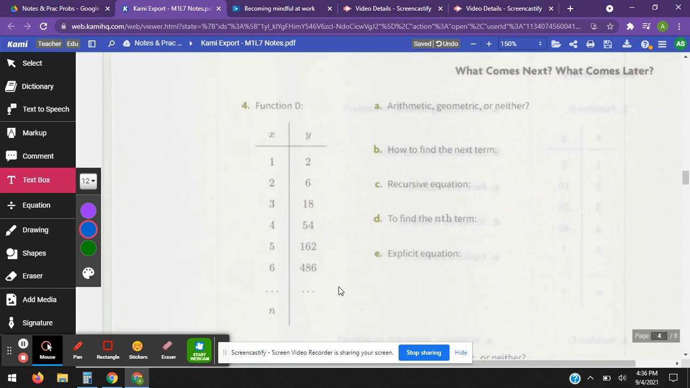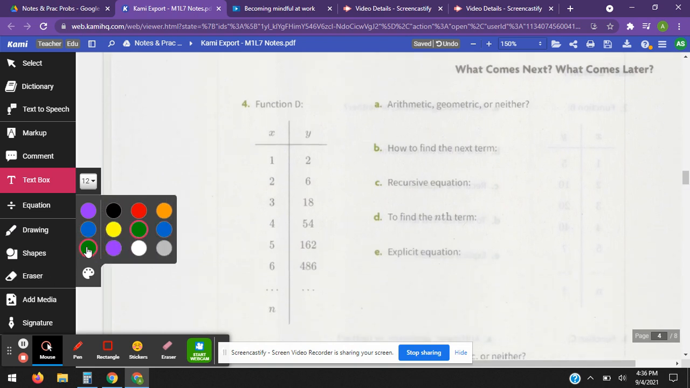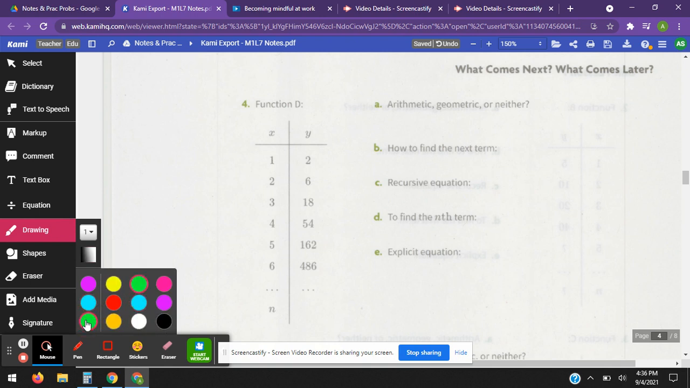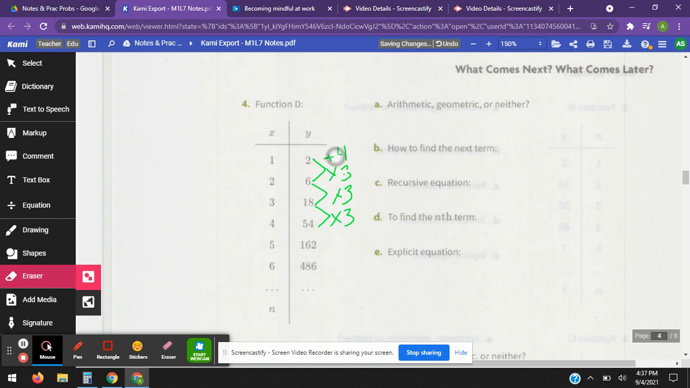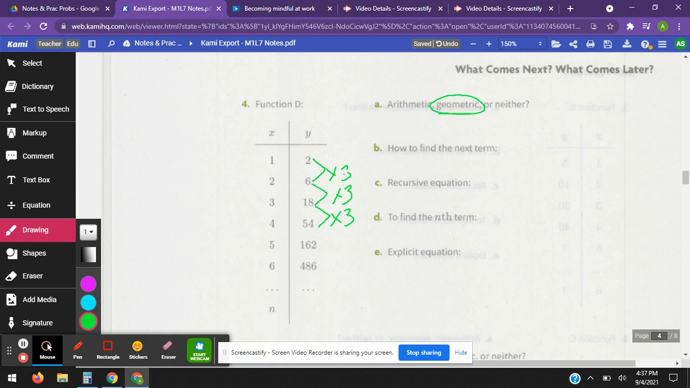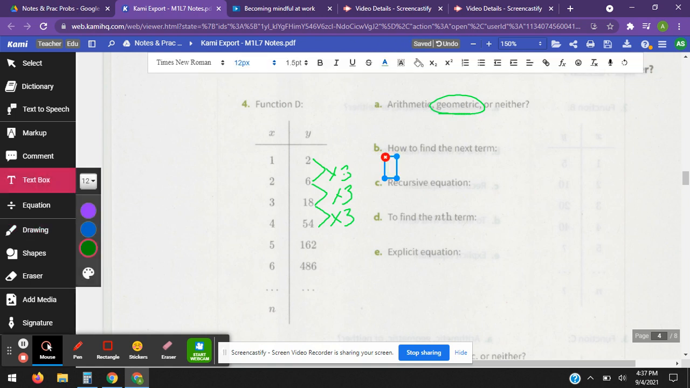Let's go to green. All right. Arithmetic, geometric, or neither. So it's either a plus 4 or a times 3. Looks like it's going to be a times 3. So let's get rid of our plus 4. So that makes this geometric. How do we find our next term? You multiply 3 by the previous term.